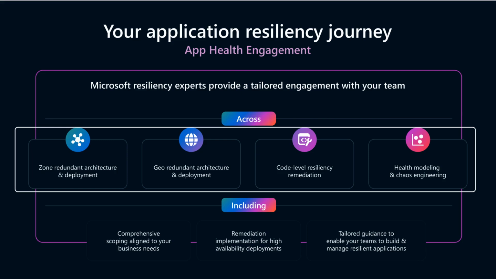App health spans four main pillars. First is zone redundancy, with geo-redundancy for critical needs. Second is code-level resilience, applying patterns to prevent failures. Third, health modeling and chaos engineering fall under reliability engineering, which today's focus will cover. This includes optimizing observability, visualizing app health, and testing remediations to confirm your app's true resilience. Before demonstrating, I'll introduce a useful reliability engineering framework guiding these efforts.